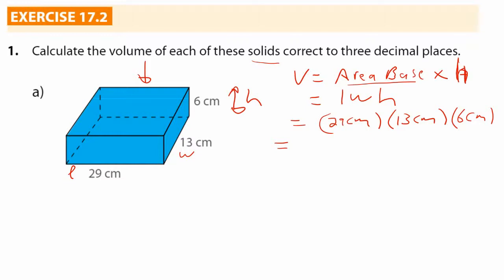So we have 29 times 13 times 6, which will give us 2,262. And now centimeter times centimeter times centimeter is centimeter to the power 3. So we have cube centimeter. So when we deal with surface area, we work with square units. When we work with volume, we work with cube units.